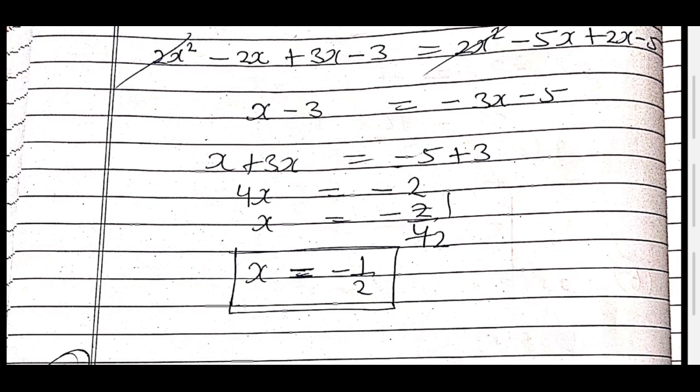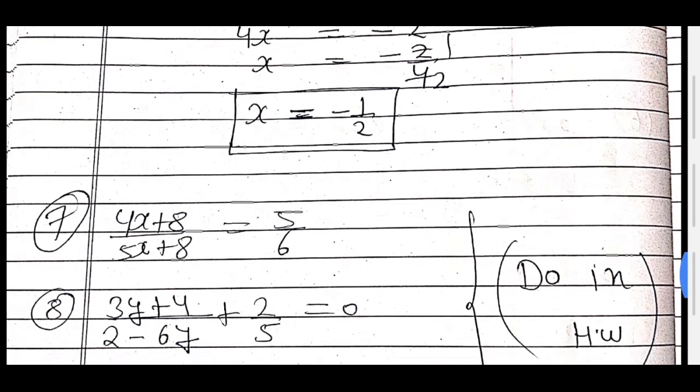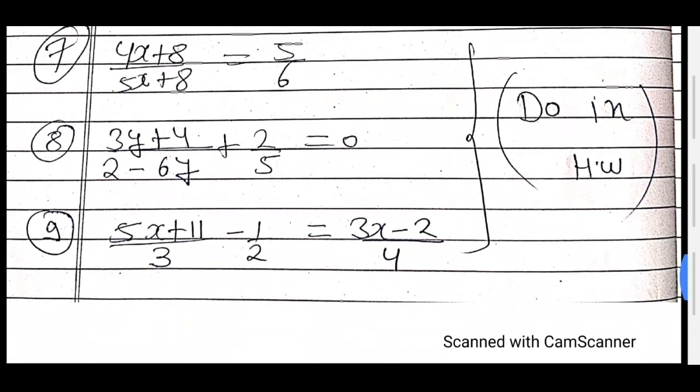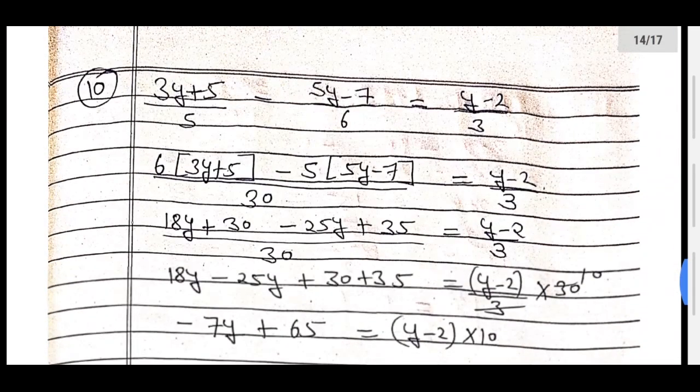Now x plus 3x you get 4x, here you get minus 2, x is equal to minus 2 by 4, where you get 1 by 2. When you cut, 2 1s are 2, 2 2s are 4, and the minus sign is there. So the value of x is equal to minus 1 by 2. 7th part, 8th part, 9th part you have to do by yourself in homework. These are the same ones. Now come to the 10th part.